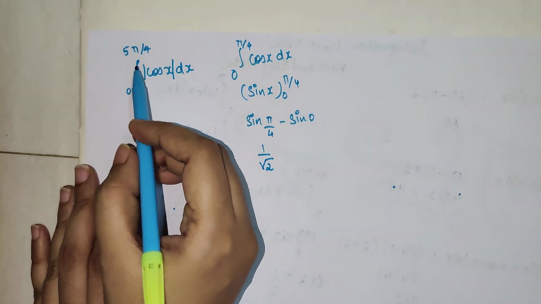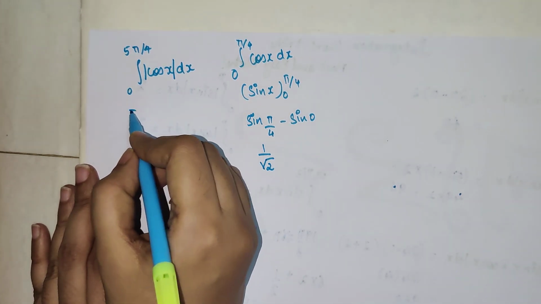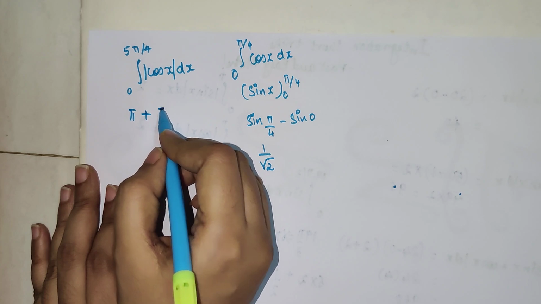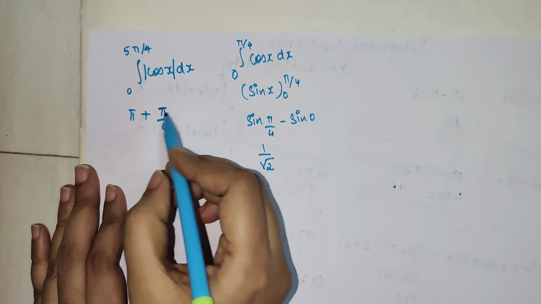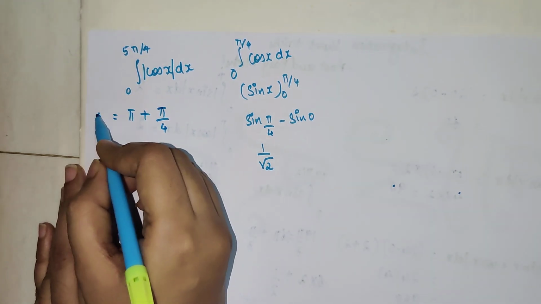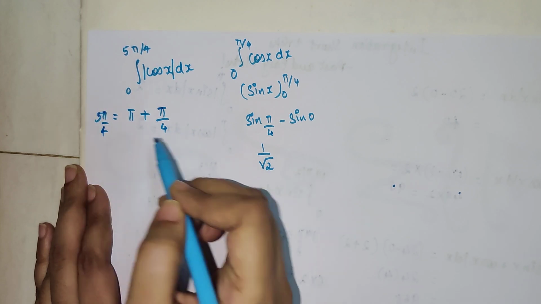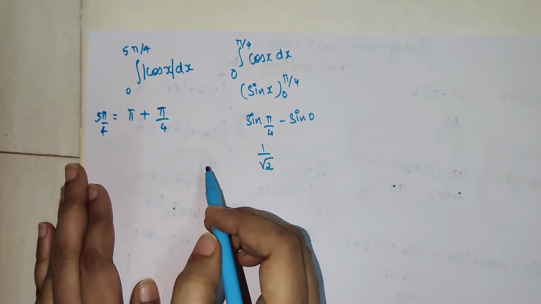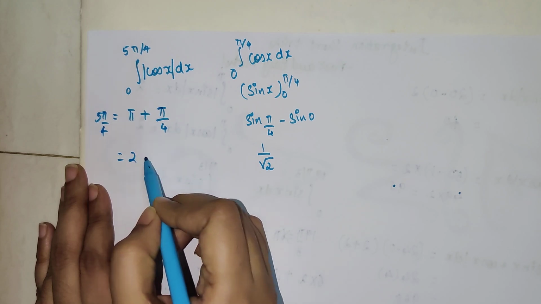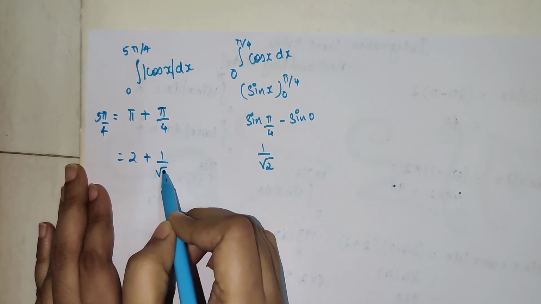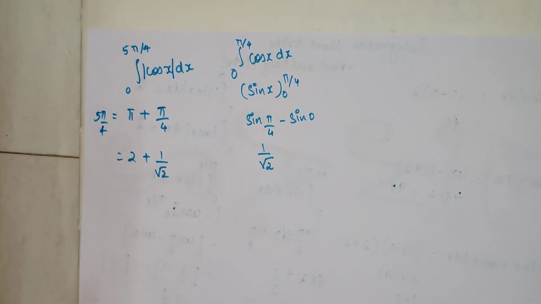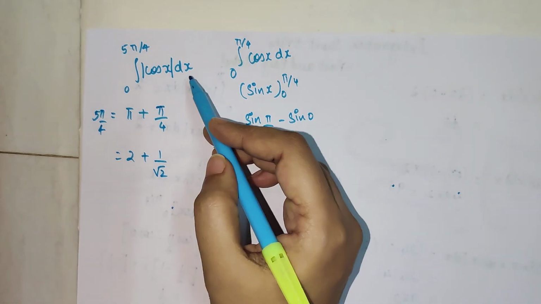So all we need is to convert this in terms of pi, so we can write this as pi plus pi by 4, which is going to get you 5 pi by 4, right? And then we can write this as nothing but 2 plus 1 upon root 2. That is your answer for this integration.